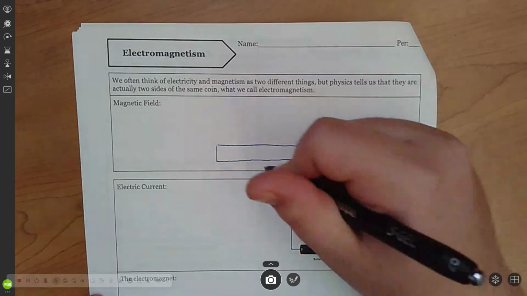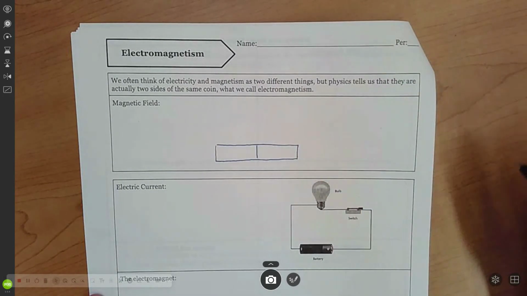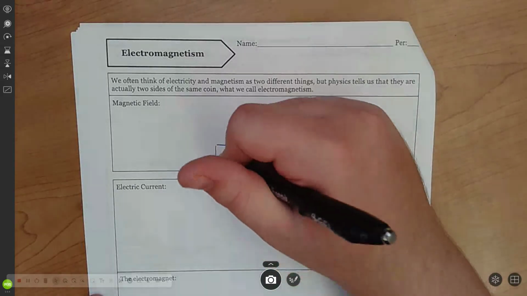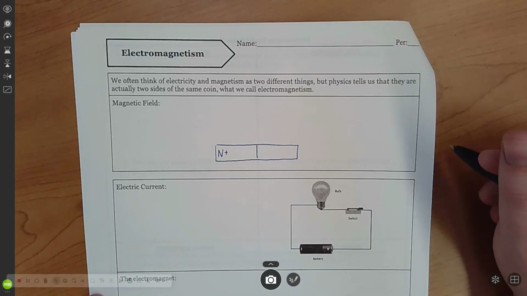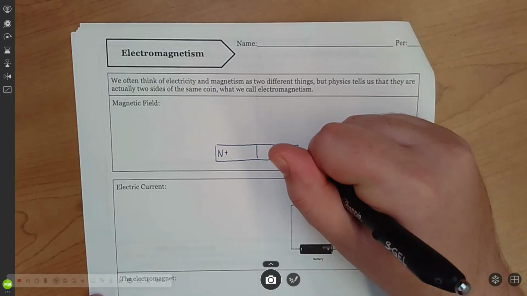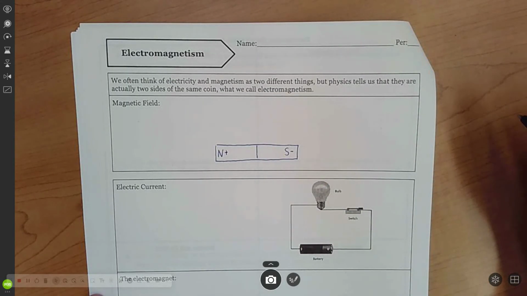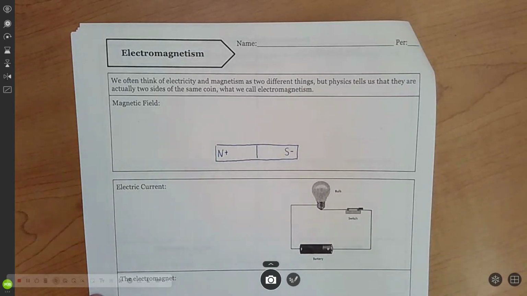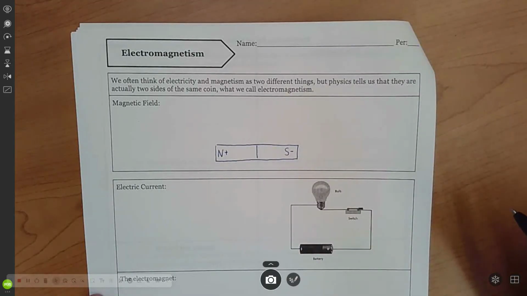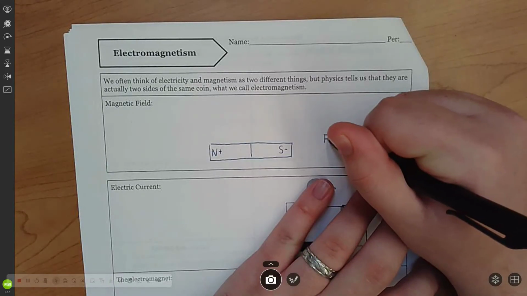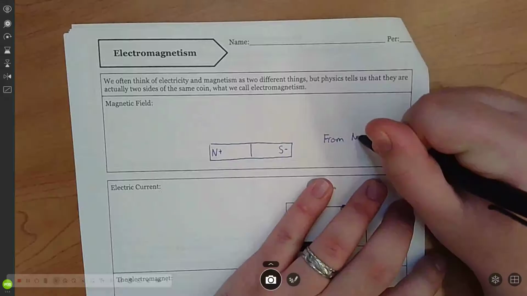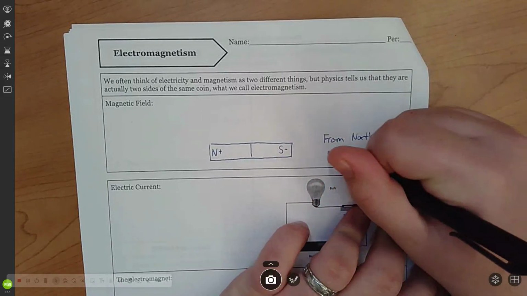Bar magnets are split into two sides. Typically they're red and blue. So one side is going to be called the north side, or the positive side. And the other side is the south side, or the negative side. Now, when we draw our magnetic field lines here, we draw from north to south.